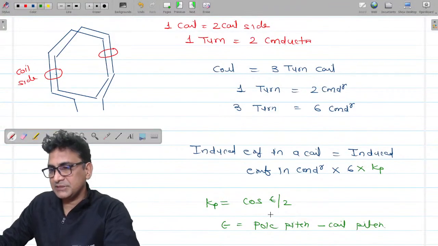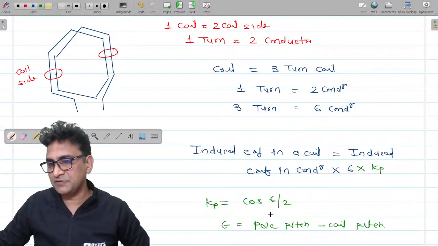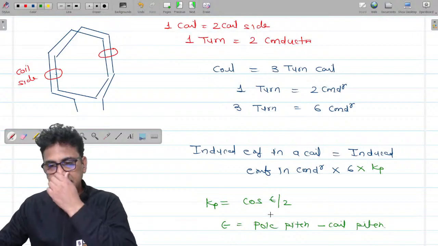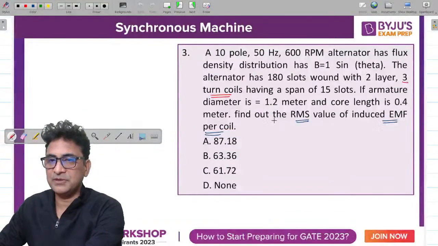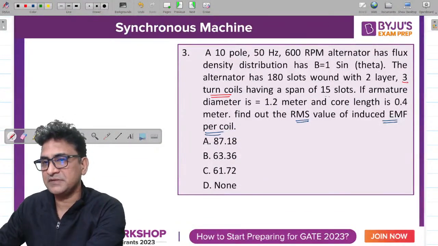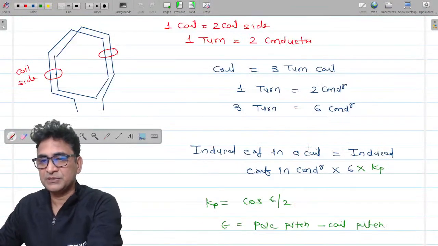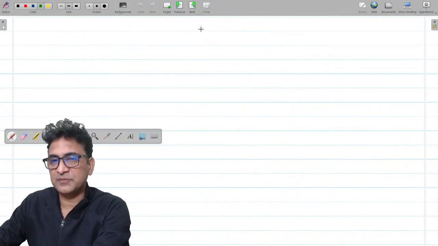What is the pole pitch? In terms of electrical degree, the pole pitch is always 180 degree electrical. But the coil pitch is given in number of slot. So in terms of number of slot, what will be the pole pitch?